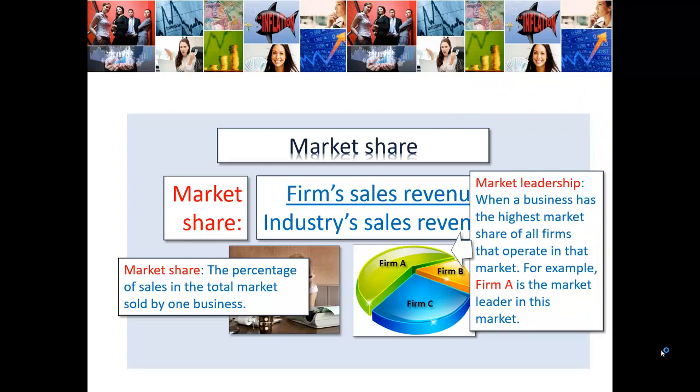Market leadership. This is when a business has the highest market share of all firms that operate in that market. So in this example, Firm A is the market leader. It has the largest share of sales.